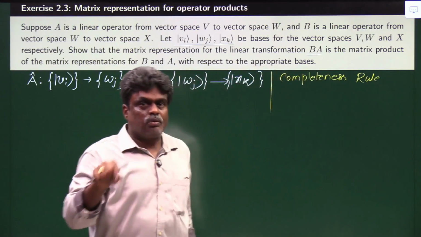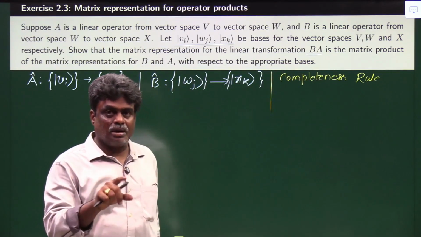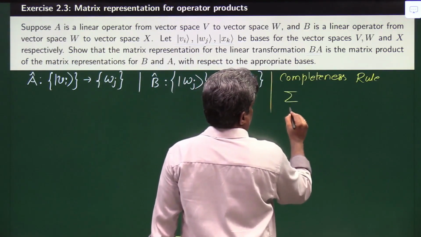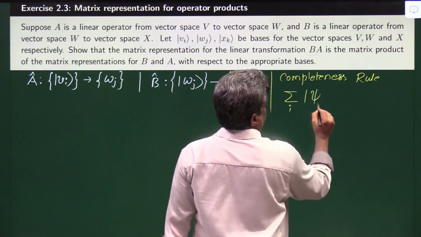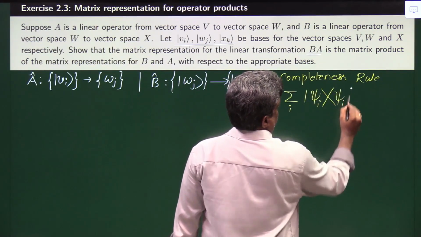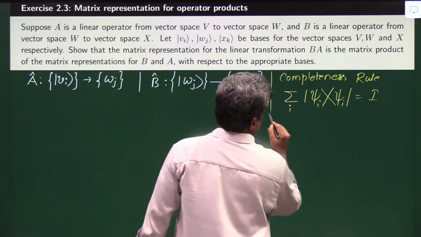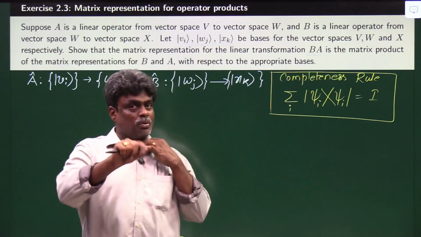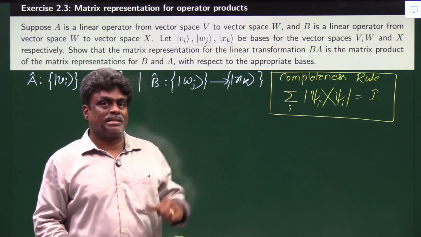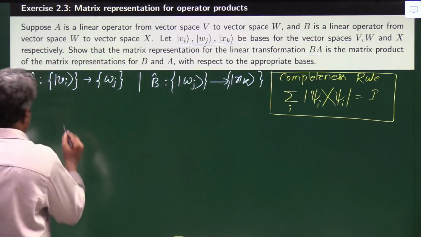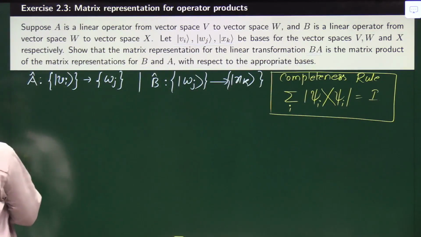The sum of outer products of basis states is always equal to the identity operator. That is, summation over i, if my bases are psi i, the outer product |psi i><psi i| summed is always equal to I. So this is the completeness rule. The sum of outer products of all the basis states is always equal to I. Okay, now let us come back to the first one.